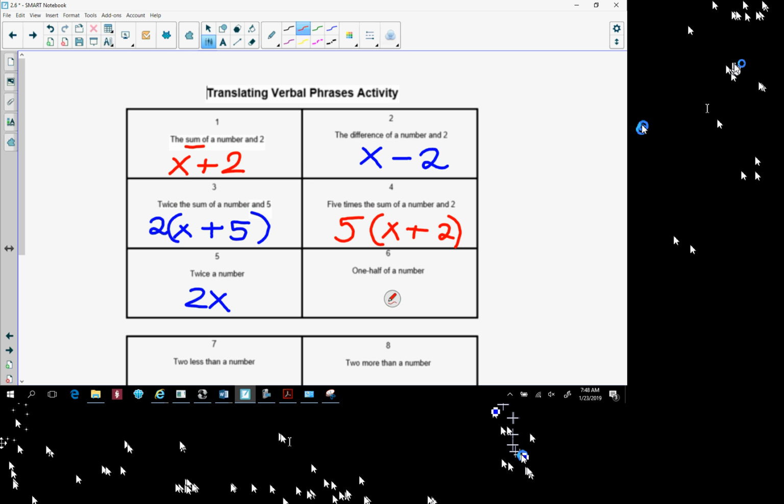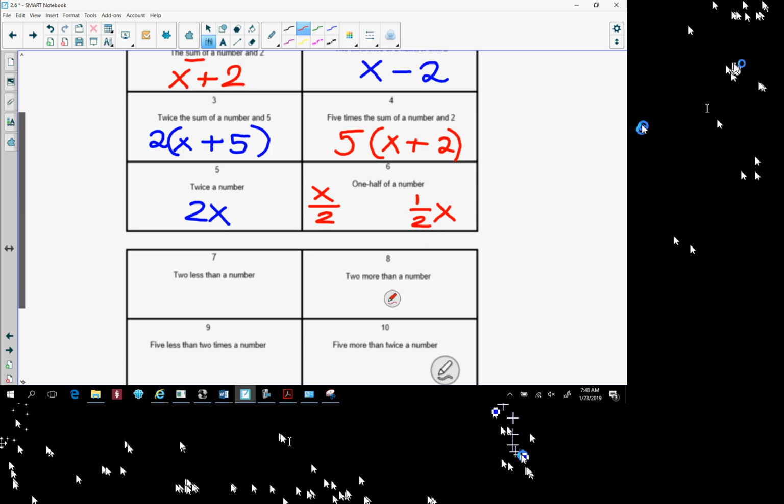Last one, 1/2 of a number. So we can either write it x divided by 2, because that's half, or we can write it 1/2 x. Either one is exactly the same thing. So what we're getting to eventually is writing out the equation and solving it. So let's go to the next one.